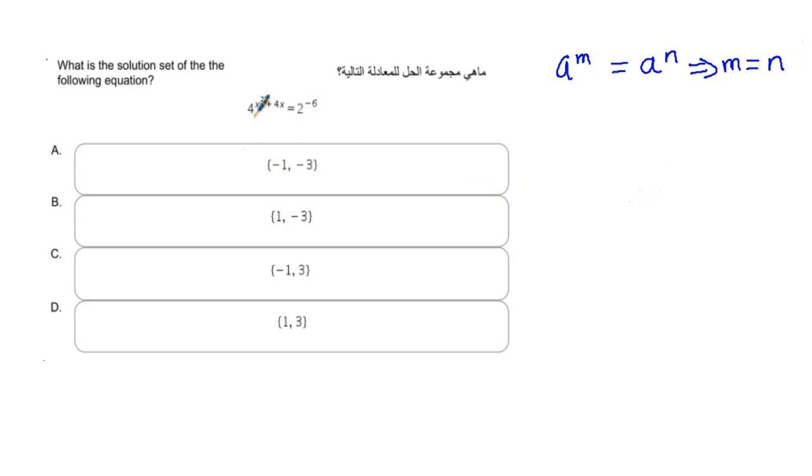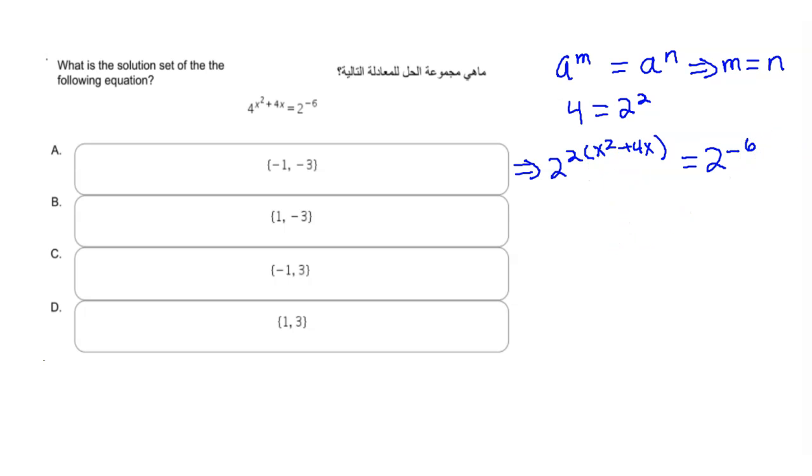So here we see 2 and we see 4 here. We know that 2 can go into 4. 4 is the same as 2 squared. So when we come here, we're going to replace that. So this implies that we're going to have 2 squared, but the exponent is already over there, so it's multiplying: 2 to the power x squared plus 4x equals 2 to the power negative 6.